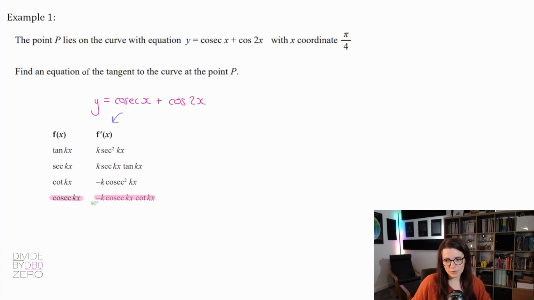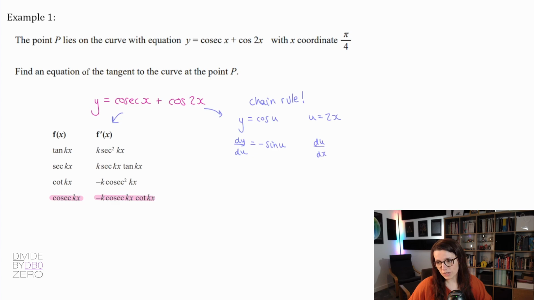It's minus cosec cot. And then for the cos 2x part, you might want to do a chain rule for this. You could say y equals cos u, where u equals 2x. dy/du is minus sine u, and that's the result we said we needed to memorize earlier. And then du/dx is just 2. Therefore, chain rule says dy/dx is those two times together. We'll get minus 2 sine u, where u is 2x, so minus 2 sine 2x.